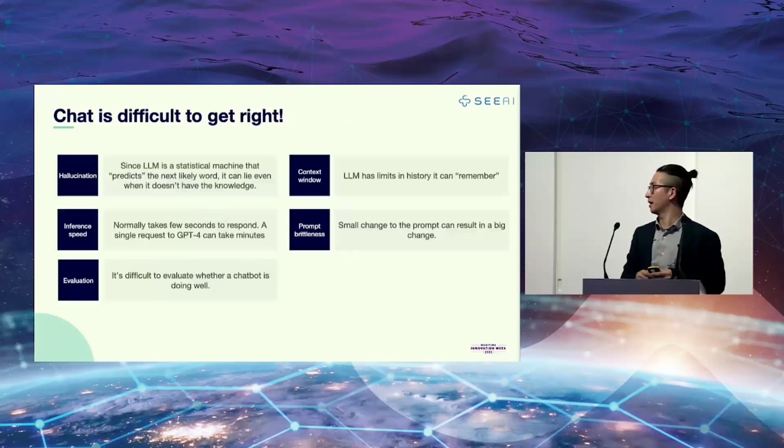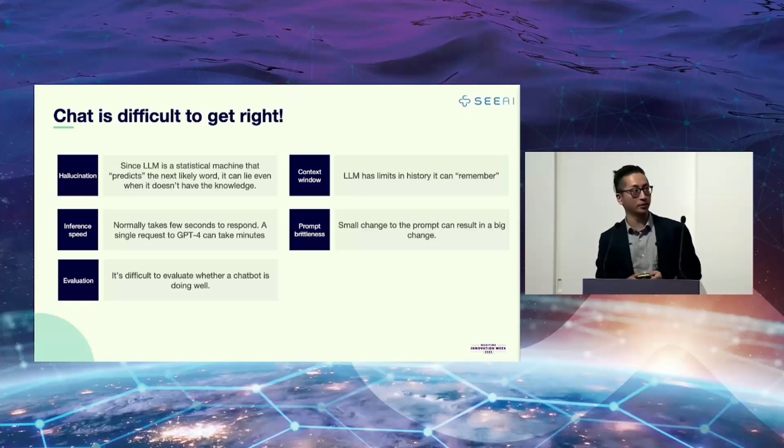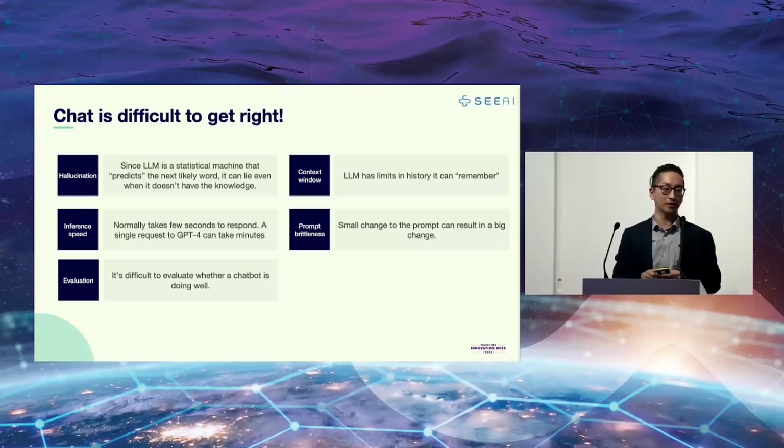But chat is very difficult to get right if you want to make it into your own product. There are several reasons for this. I want to explain 5 important points. One is hallucination. If you read the news, you might have heard of the term. It means that because LLMs are statistical machines that just predict the next word, they're prone to, or more precisely, known to lie even when they don't have the information.